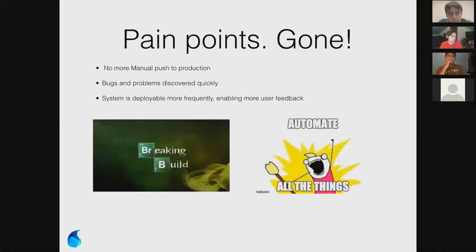Next, these are some of the pain points I think CI tools are solving. No more manual push to production. You don't have to worry about git push or master and then worry about databases being migrated and all that. Bugs and problems are discovered quickly. If you have a bug in your code, you wrote some logic that doesn't work or it's breaking some of the tests, as soon as you push your commit to GitHub, it will tell you that something's wrong. The system is deployable more frequently since you have a feature branch, and if it's working, you can quickly deploy to production.